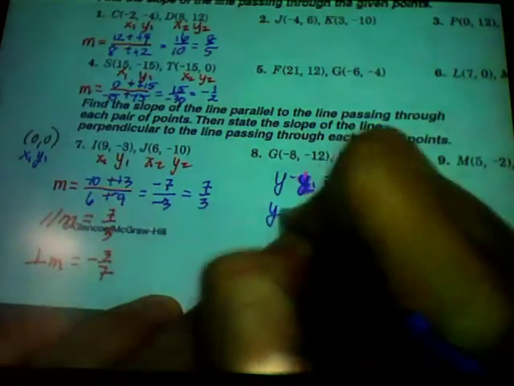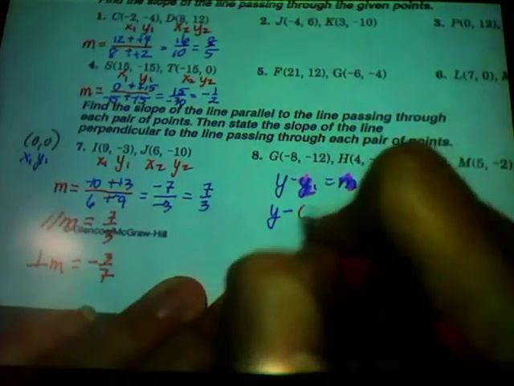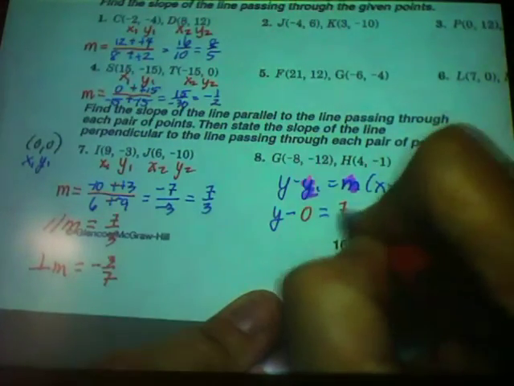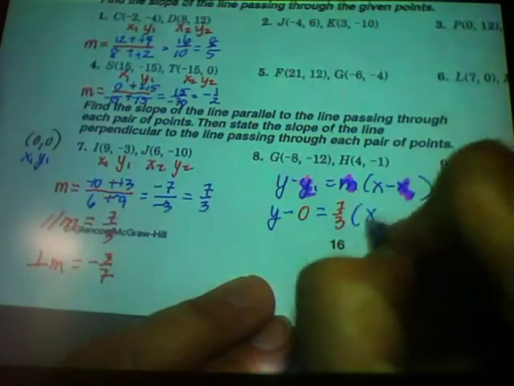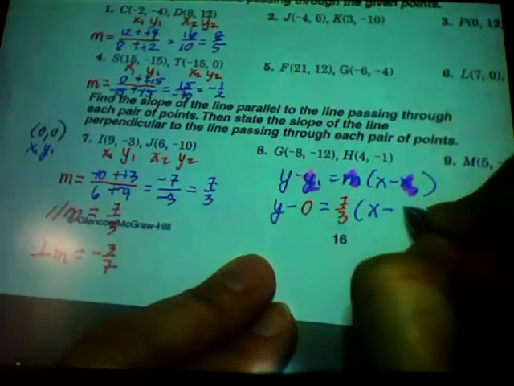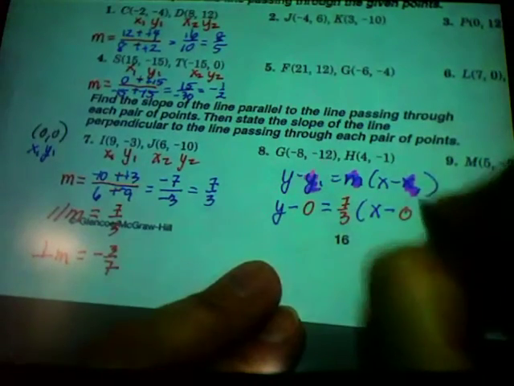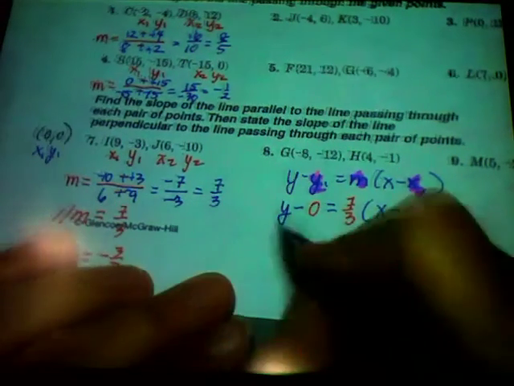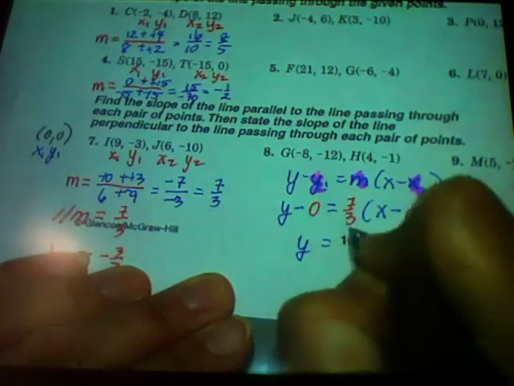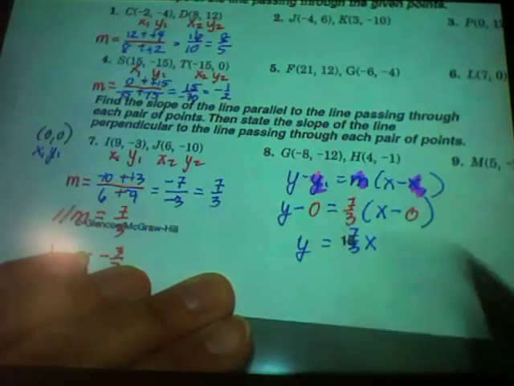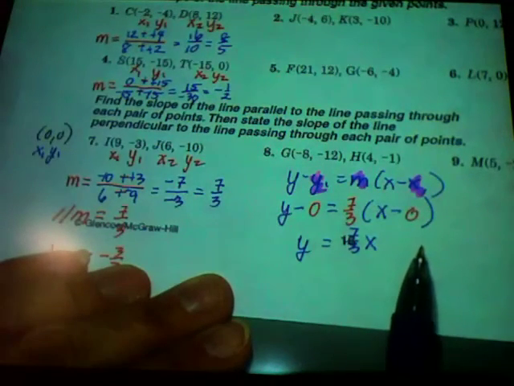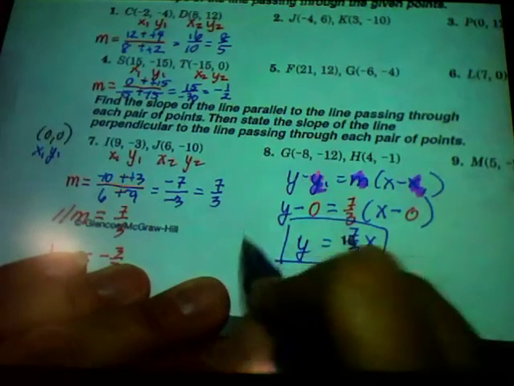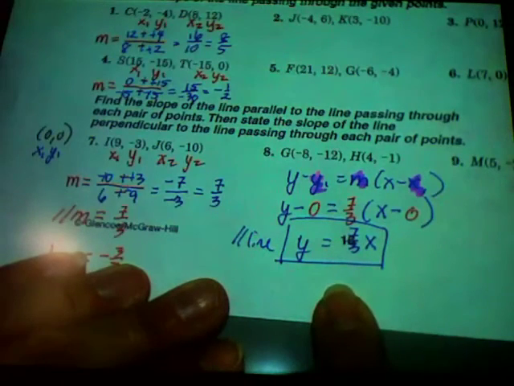So I have y minus, what's my y sub 1? 0. And then I have equals, my slope is 7/3 for my parallel line. And what's my x sub 1? 0. So if I perform the operations, I chose 0, 0 on purpose because it's pretty simple. What's y minus 0? y equals 7/3 times x. And what's 7/3 times 0? 0. So I don't have to write that. So my parallel line would be y equals 7/3 x.